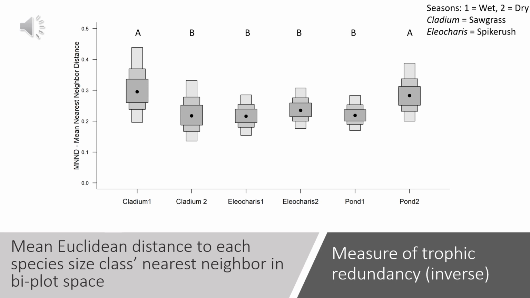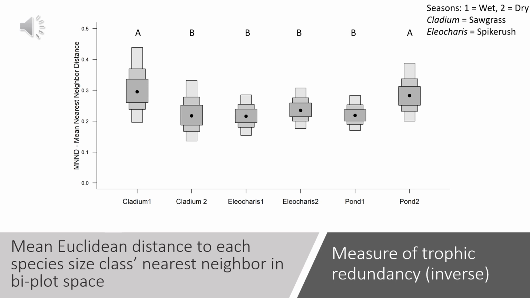Now for this figure, and the figure on the following slide, the groups are denoted at a 20% threshold because none of the changes occurred at or below a 5% threshold. However, these changes are likely still ecologically important. Now for the sawgrass, we predicted that lower competition during the dry season would decrease nearest neighbor distance, therein increasing trophic redundancy, and that is exactly what we see here in this figure.